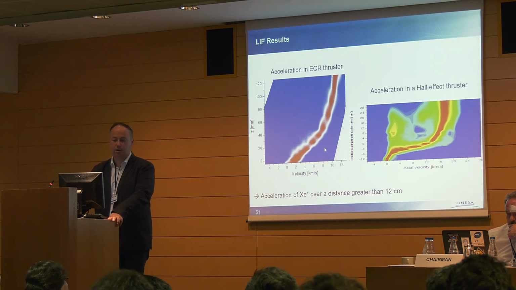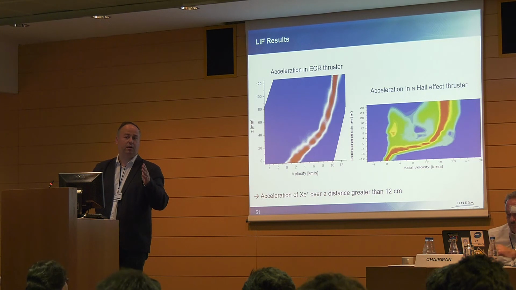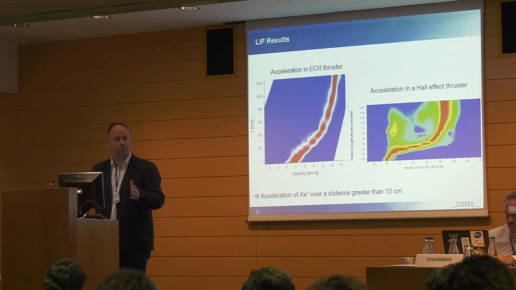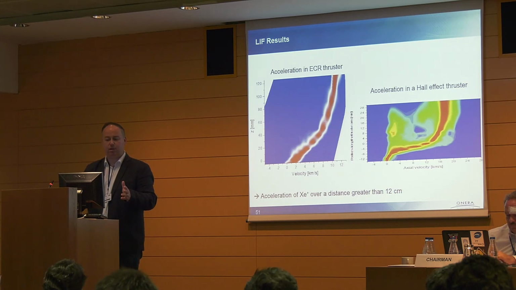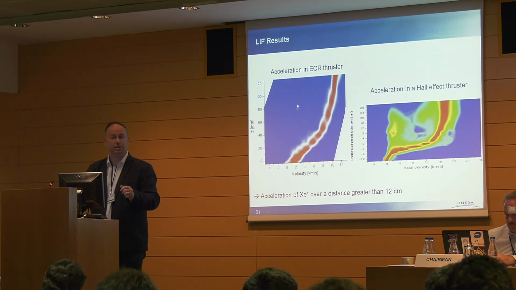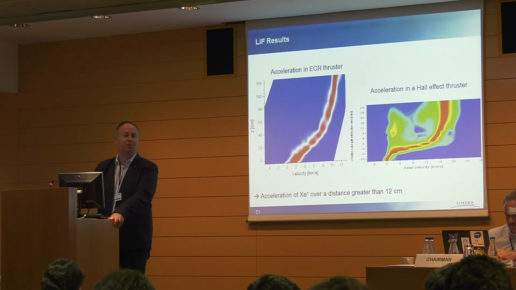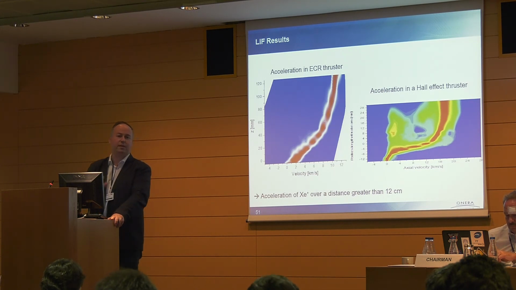What you can see is that in the Hall effect thruster, the acceleration was done in 1 or 2 centimeters, but in the RF thruster, this was an ECR, but probably in a helicon thruster it's exactly the same, and in the ICR thruster it's also probably the same. You get an acceleration of the ions over a very long distance. 100, and here you see it's not even fully accelerated, so probably 150 millimeters, instead of 15 millimeters. So basically you have a region of acceleration which is 10 times larger in the RF thruster than in the Hall effect thruster. And this region is called the magnetic nozzle.